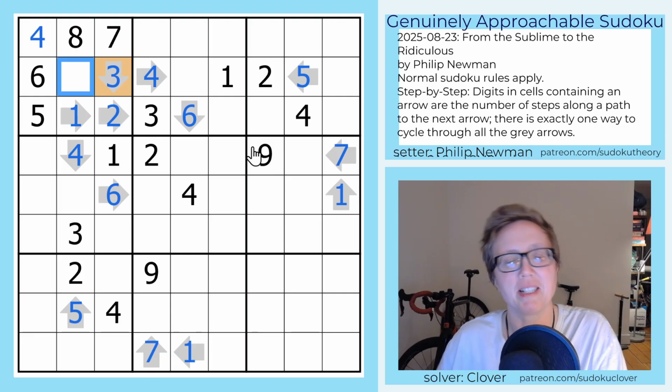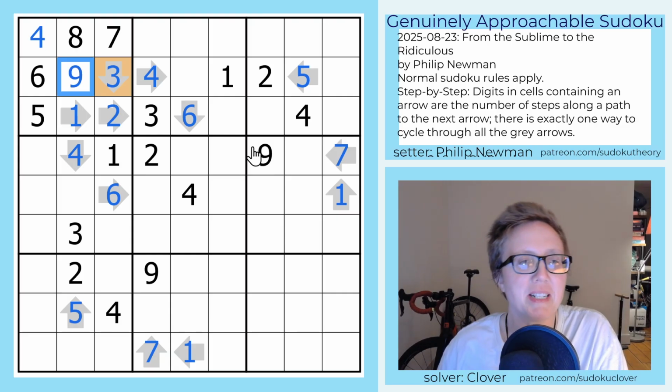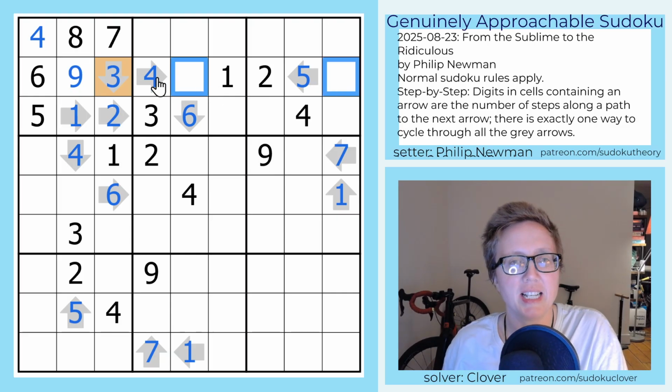So now we can work on some classic Sudoku. This is going to be a 9, our last digit in there.